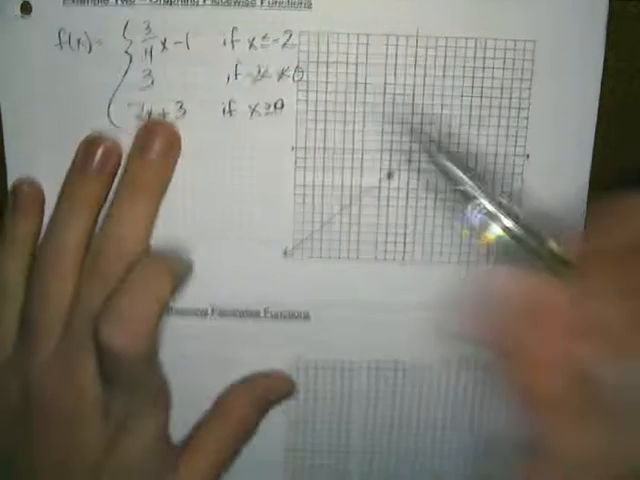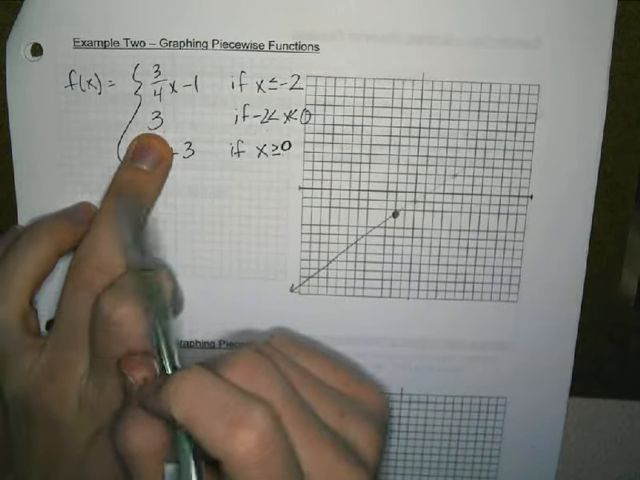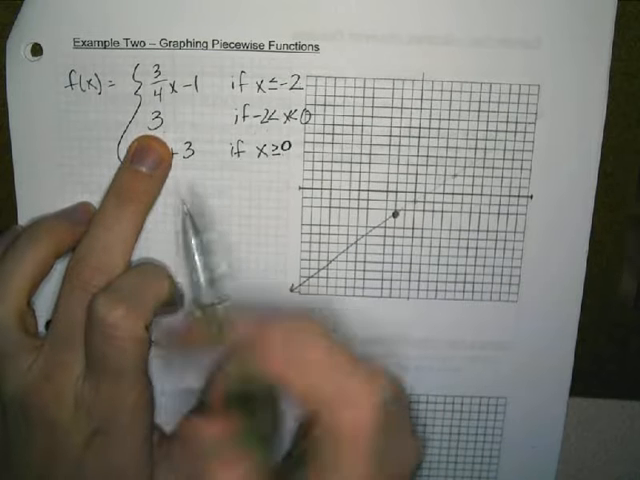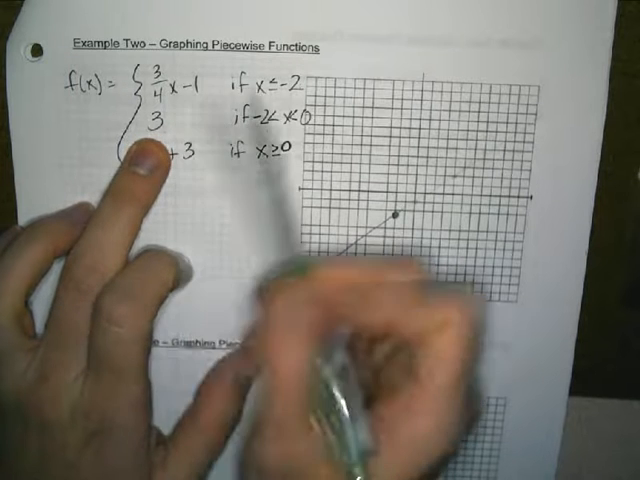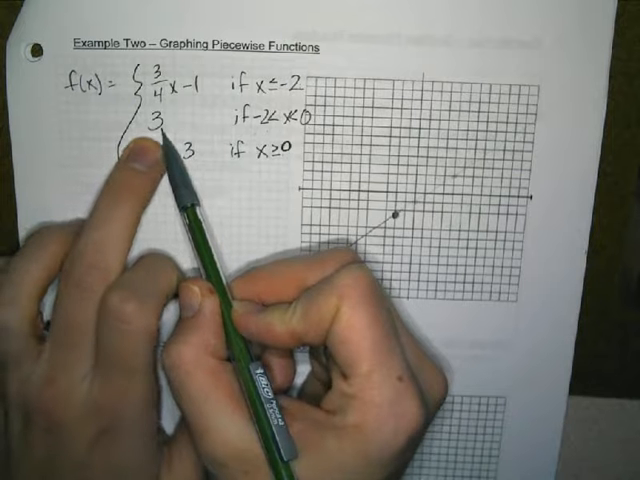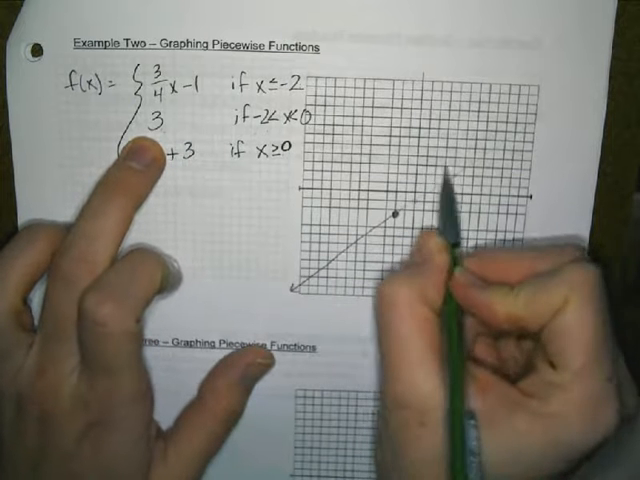Okay, then we can go to the next piece, 3. Now technically this is like y equals 3, so there's no slope here, because there's no x, there's no mx plus b. All we have is my b value. So this ends up being a horizontal line through 3. So I'm going to go 1, 2, 3, and graph my horizontal line.